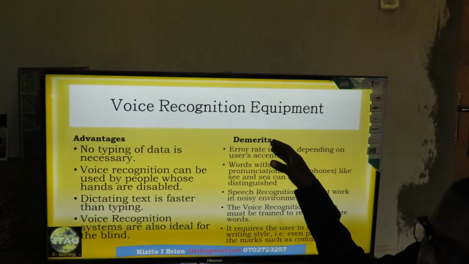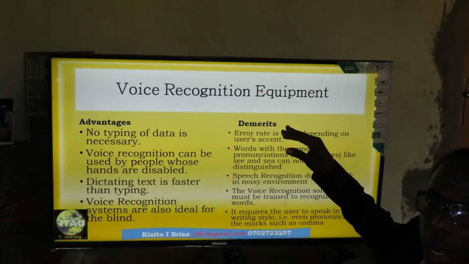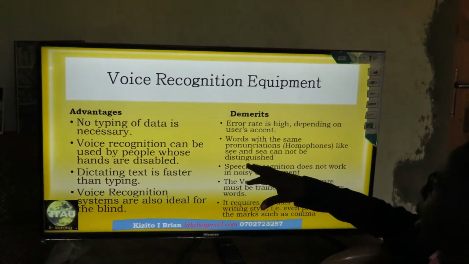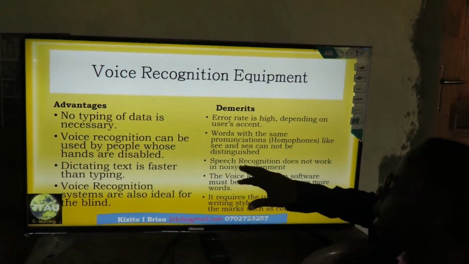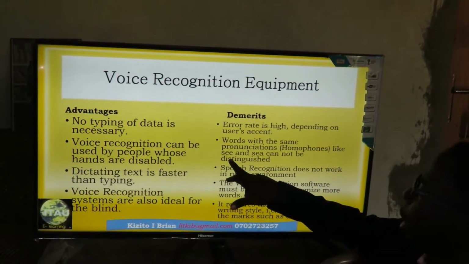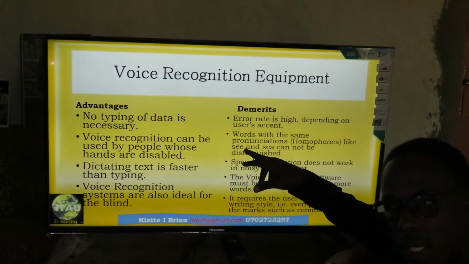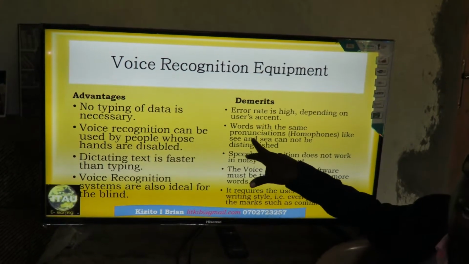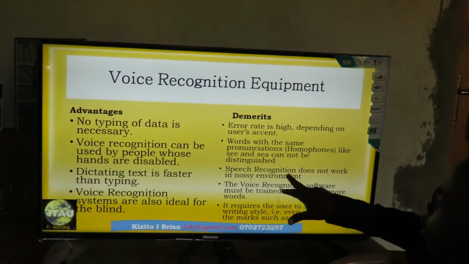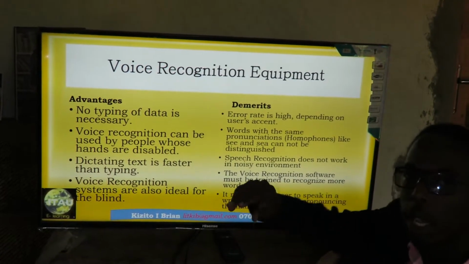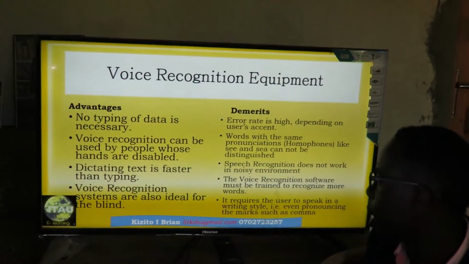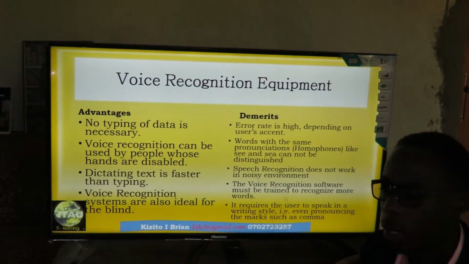The demerits of voice recognition devices: the error rate is very high. Words with the same pronunciation, like C and C, cannot easily be distinguished by the computer. If I want to mean C of SEE, the computer will not easily distinguish between the C of SEE and C of SENA. Ladies and gentlemen, speech recognition does not work well in noisy areas. If there is distortion from the environment, the surrounding areas, the voice recognition equipment will not work well.